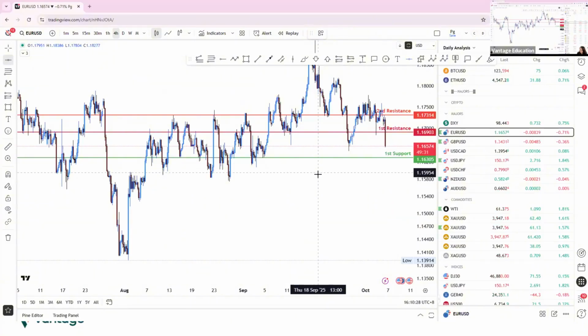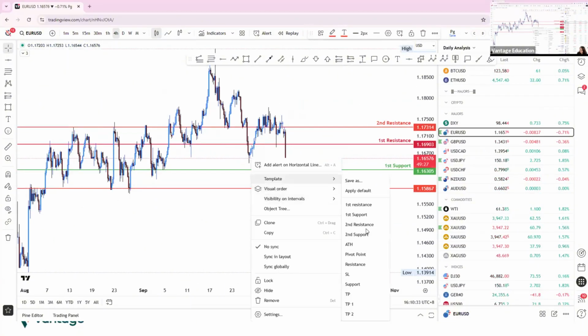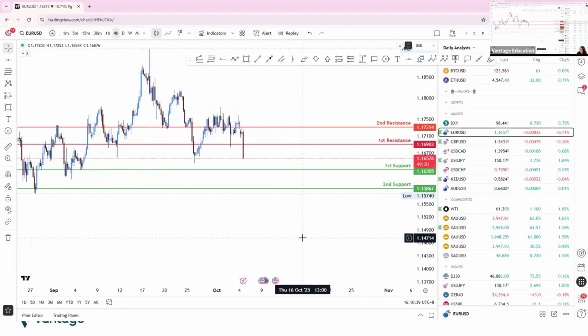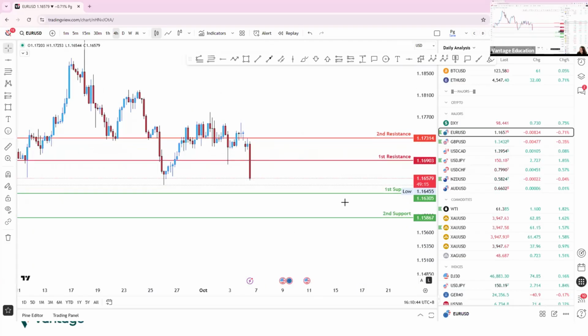Let me look for the key level first. Okay, this is the second support. Gold is not falling. I don't know why.